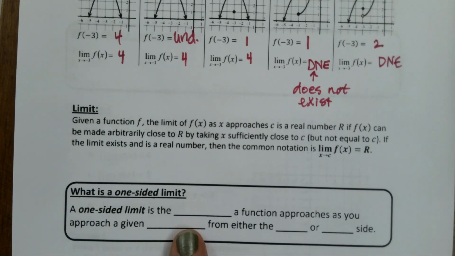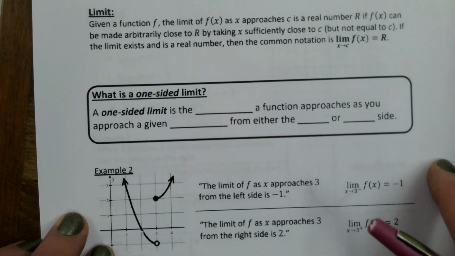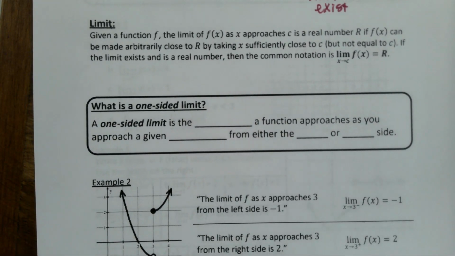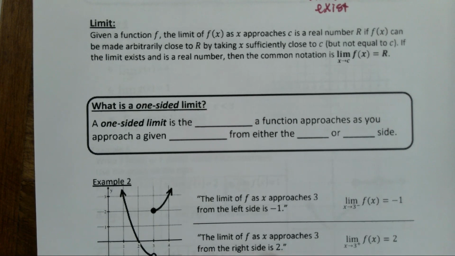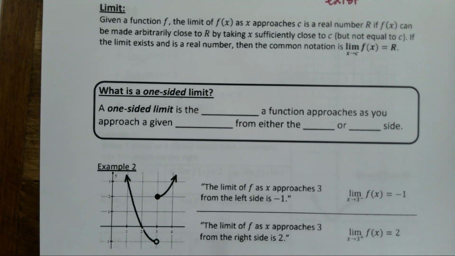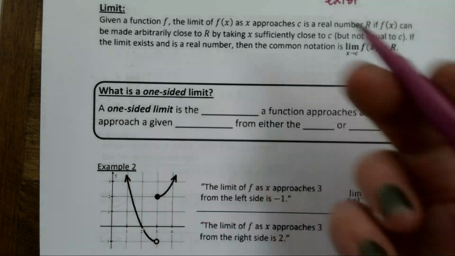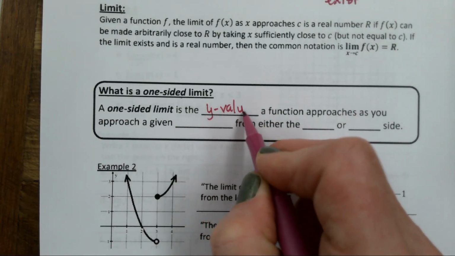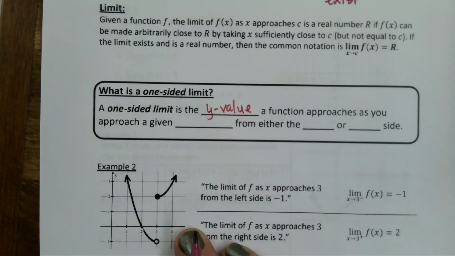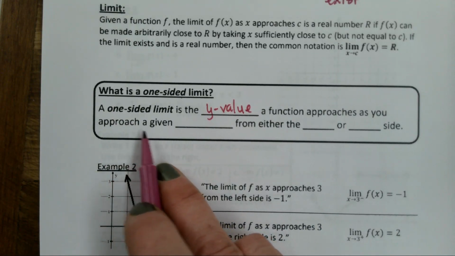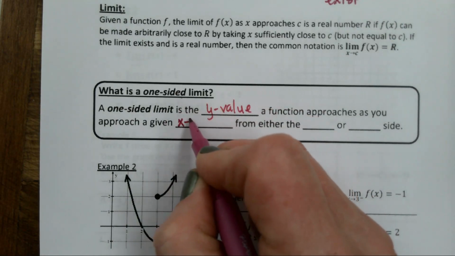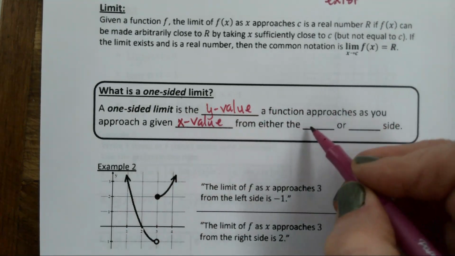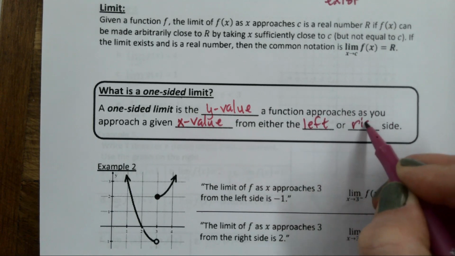We sometimes also refer to a one-sided limit. Let's say I'm looking specifically only on the left-hand side, where does it appear to be going? Only on the right-hand side, where does it appear to be going? We refer to those as our one-sided limits, and they have a little bit different notation. A one-sided limit is the y value a function approaches as you get close to a given x value from either the left or the right side.